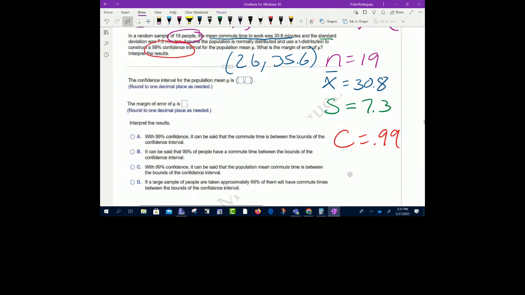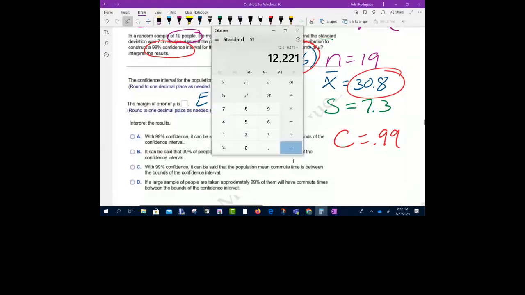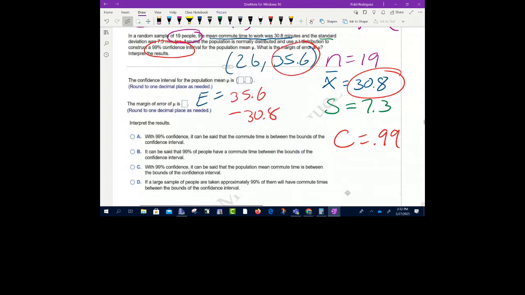Yes. Okay, now we want to find the margin of error. Let me show you the easy breezy way that we can find the margin of error. There's two ways we can do it. First way, take the bigger of the two numbers, 35.6, and subtract off our sample average. So I'm going to grab my calculator. What's 35.6 minus 30.8? I'm coming up with 4.8. That is my margin of error.